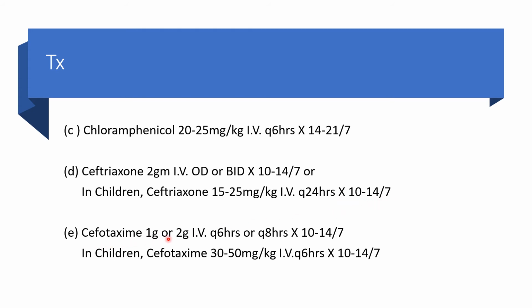Carbapenem 1 gram or 2 gram intravenously every 6 hours or every 8 hours for 10 to 14 days. In children, if you want to give carbapenem, then you grab your calculator and compute 30 to 50 milligram per kilogram intravenously every 6 hours for 10 to 14 days.